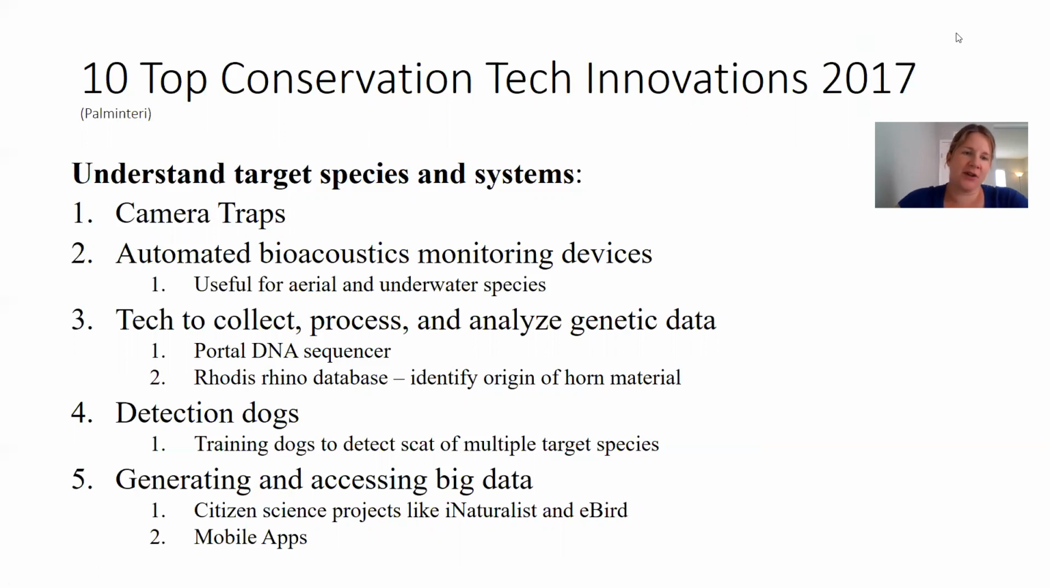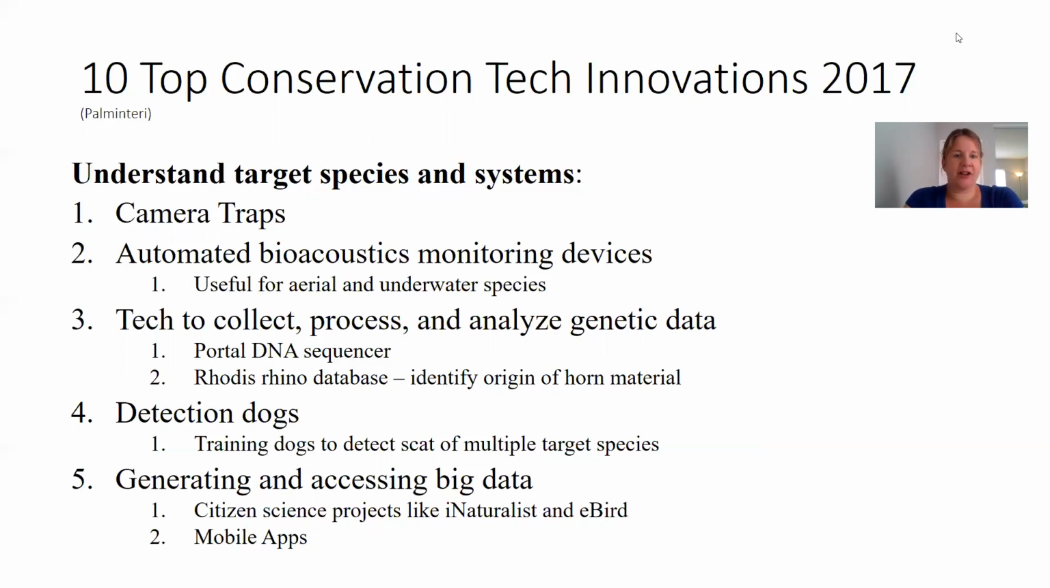So the first one is camera traps. Those are obviously something that have been around for a long time, but the technology, as far as the size of the camera traps, has really advanced quite a bit. These traps are usually triggered by motion. So camera traps are still used a lot to understand what species are where, and wildlife movement particularly.